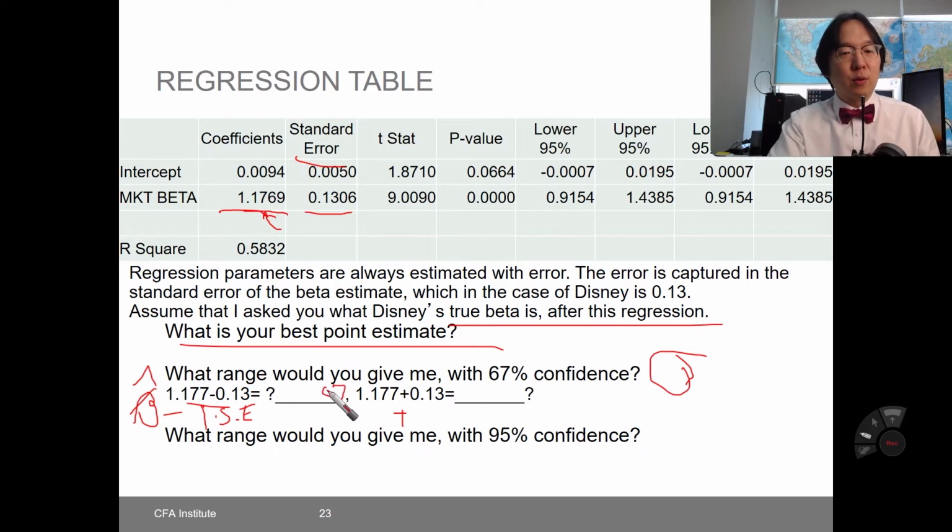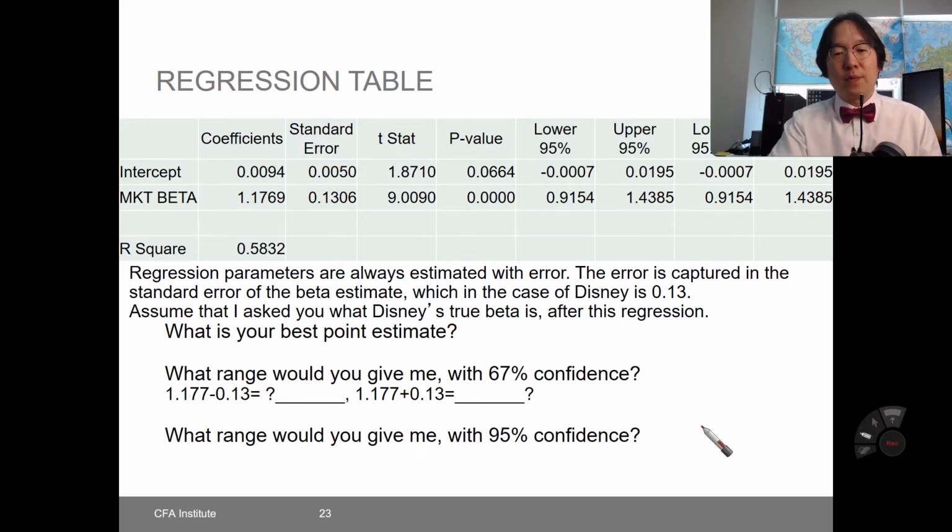So this one, if you compute it, you will get what? Is that right? So it's like a 1.3, right? How about, oh no, I'm sorry. That's this guy, 1.307. And this guy should be what?